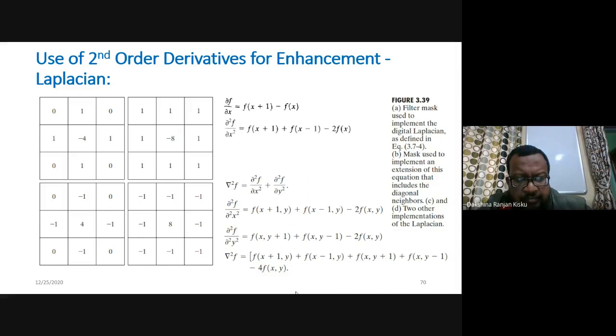So this is for the negative center, and if we consider the positive center, then the center coefficient becomes 4 instead of minus 4, and again the center coefficient becomes 8 instead of minus 8 when you consider the diagonal coefficients. Whenever we find the center coefficient positive, then the rest of the coefficients in the neighborhood pixels become negative. So here you can see the four different forms of Laplacian operators, which are based on the second order partial derivatives.